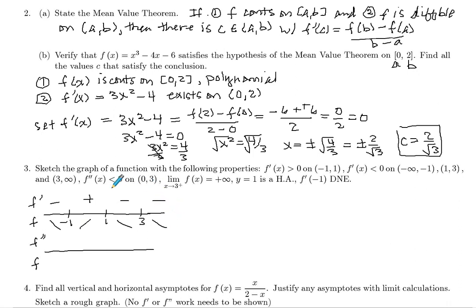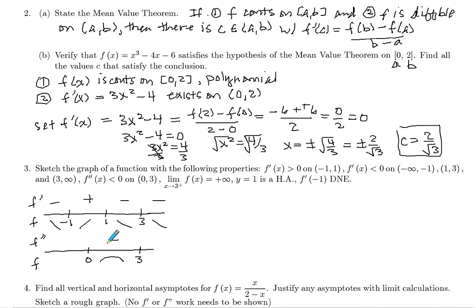And next, they tell us about f double prime. F double prime is less than 0 on 0 to 3. So 0 would be right here, so that's a cutoff, and then 3 is another cutoff for f double prime. It's just the ends of the interval. So f double prime is negative here, so that means concave down, like this.